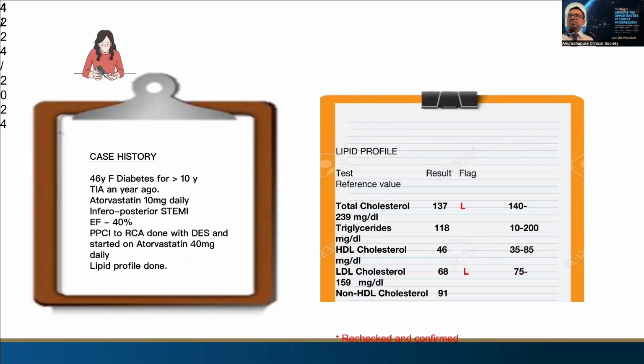She comes in 2 months later with this lipid profile. She was a bit concerned about this cholesterol because all the labs say these are low. Actually, this patient was instructed by the lab to stop the cholesterol lowering tablet. They said to stop because your cholesterol is low.